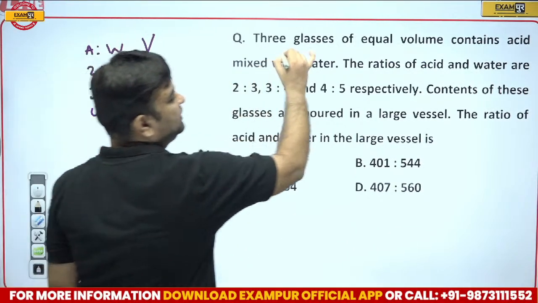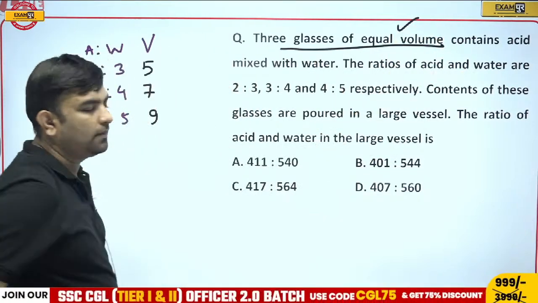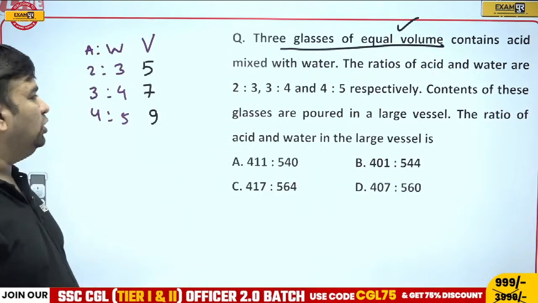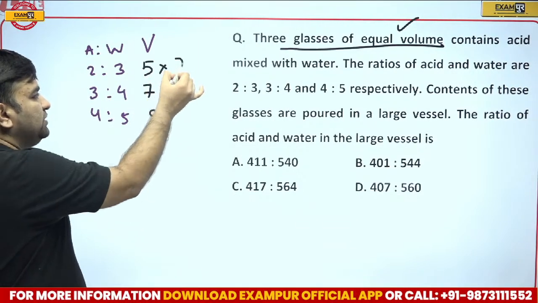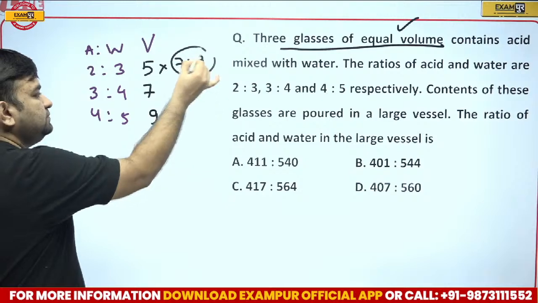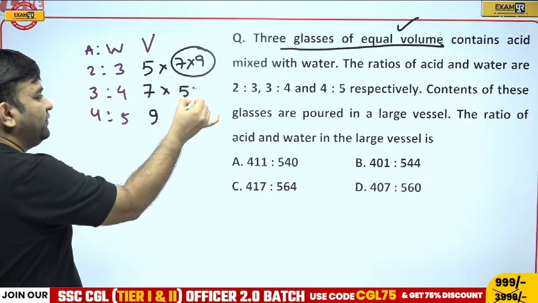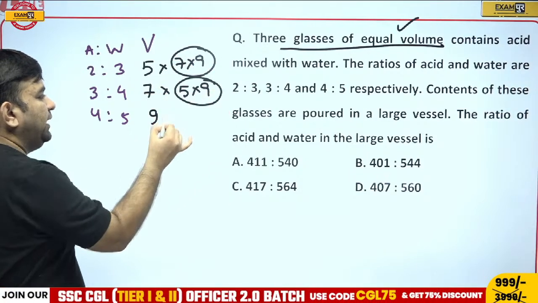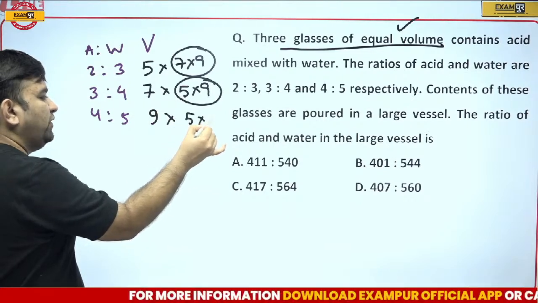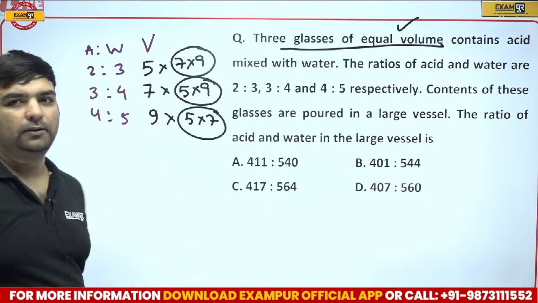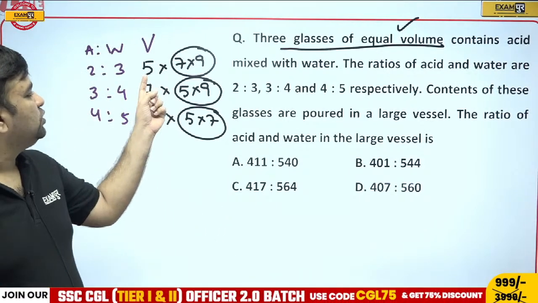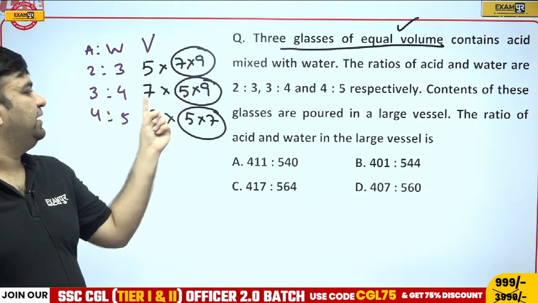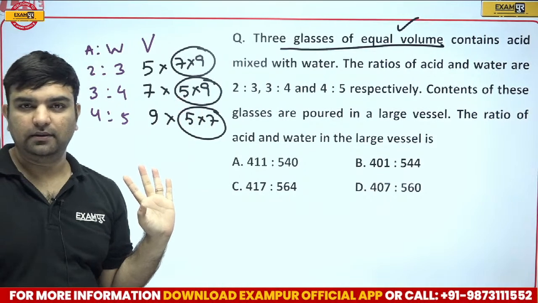But I want the equal volumes. How can I make them equal? Multiply by 7 cross 9 over here, multiply by 5 cross 9 over here, and multiply by 5 cross 7 over here, to make them equal, guys. So that each volume will become 5, 7, 9 multiplied, the same in all three.